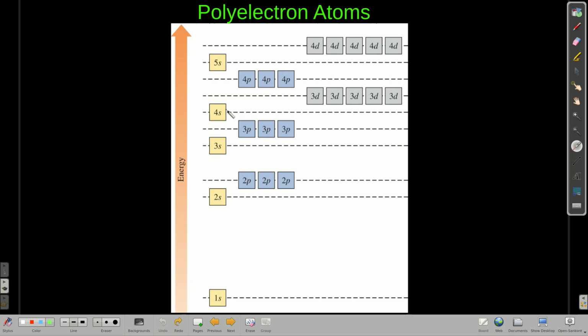Now notice this little slippage here. Notice how the 4s kind of slipped in underneath the 3d. We're going to talk about why that is in the next module, but for now it's just good to remember that an electron in a 4s subshell is lower in energy than an electron in a 3d subshell. And the importance of that is that the Aufbau principle tells us that when we're putting electrons into atoms, which is what we're going to do here, they're going to go into the 4s before they go into a 3d subshell.